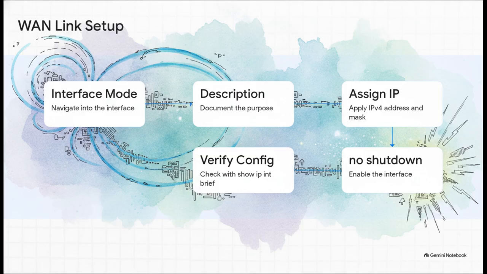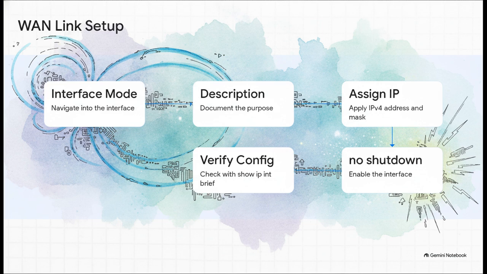First, enter interface mode for Gigabit Ethernet 0/0. Second, add a description. Seriously, never skip this. You want to document that this is the WAN link to ISP, so your future self knows exactly what this random cable does. Third, assign the IP address provided by the ISP. Fourth, run the no shutdown command. This is vital, guys, because Cisco interfaces are administratively down by default.